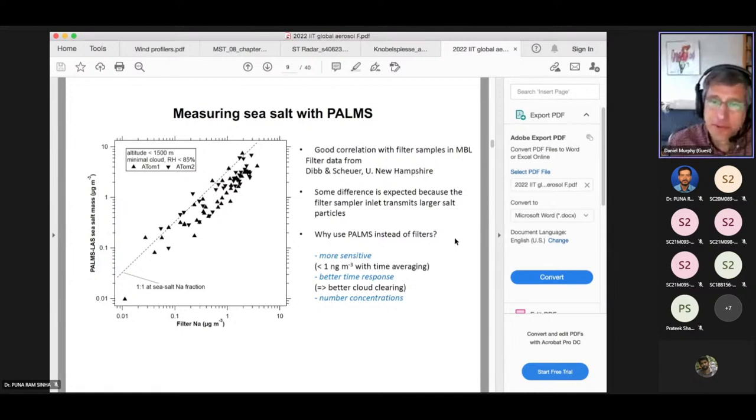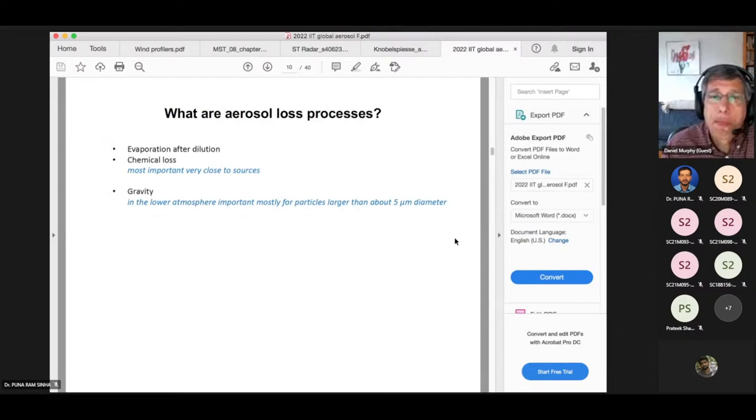We're very happy with the quantitation. We think we're getting reasonable numbers. Go ahead. So that's kind of an introduction to how we measure sea salt. So now I'm going to talk about what we can learn about aerosol loss processes from the sea salt. So what are the aerosol loss processes in the atmosphere?